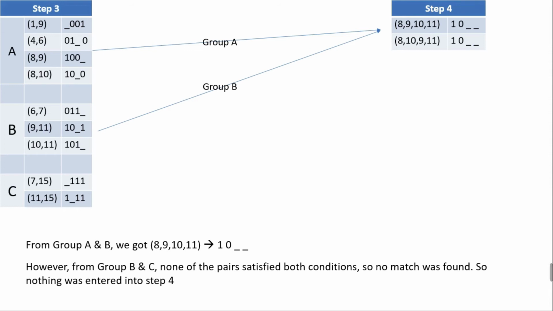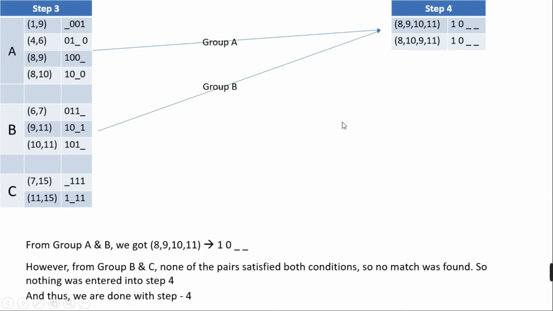All right, so since from group B and C there was no match found, none of the pairs matched both conditions, so we have not taken anything from group B and C, and that's why there is nothing written over here. All right, so that's how we're done with all the group comparison from step 3. So that's it. Now we are done with step 4.